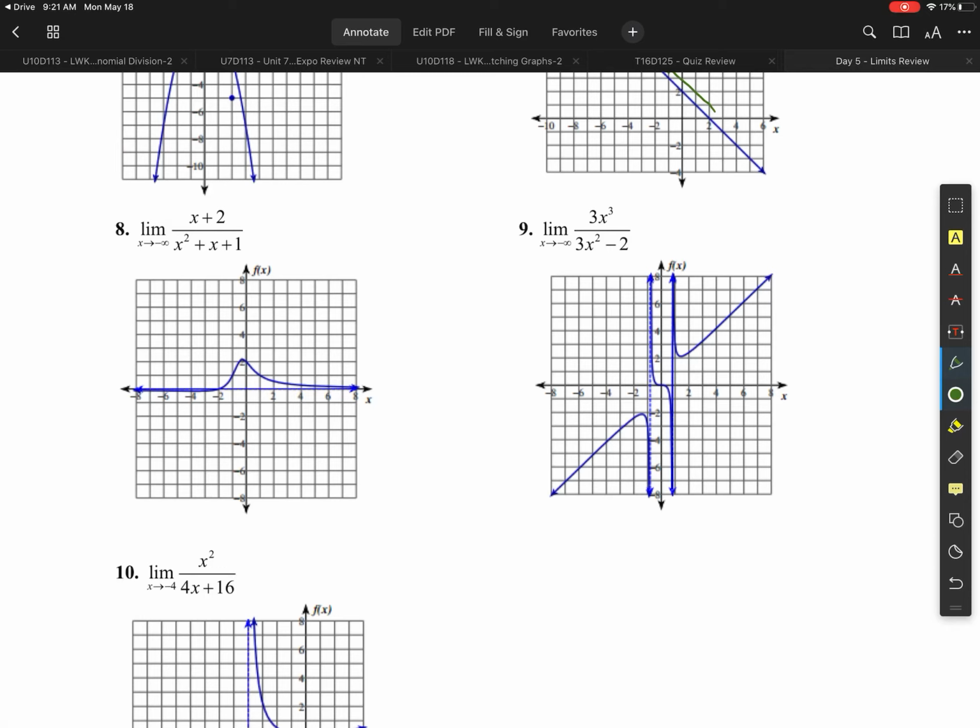Problem 9. As x approaches -infinity, we're going this way. There are no other vertical asymptotes in this situation. It's following the slant asymptote. It's taking that slant asymptote all the way down to -infinity.